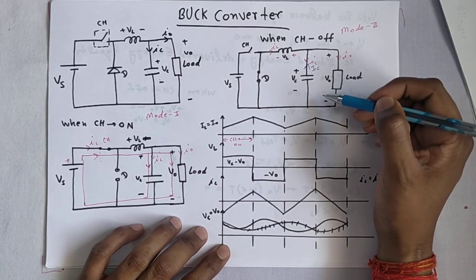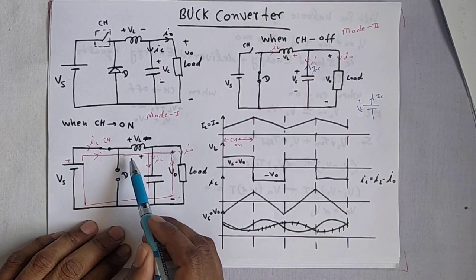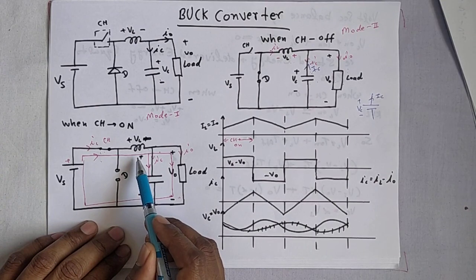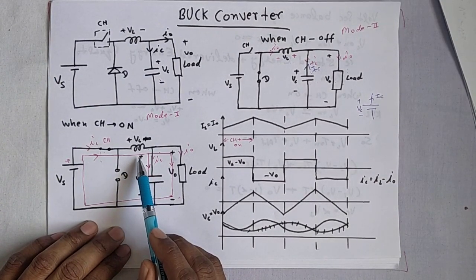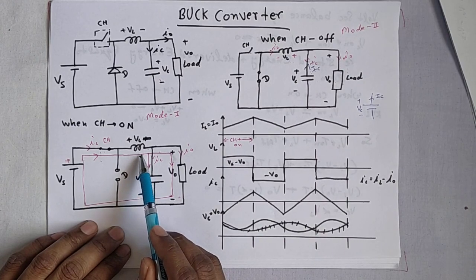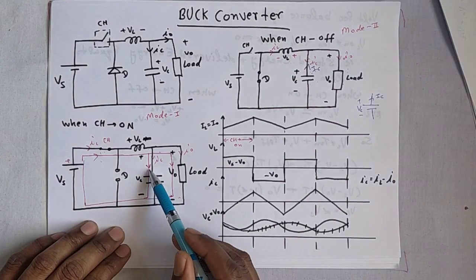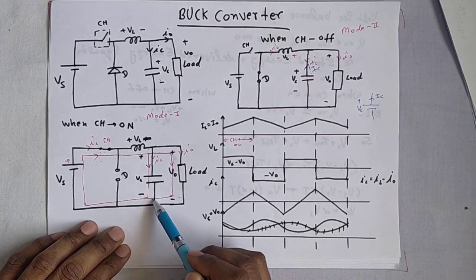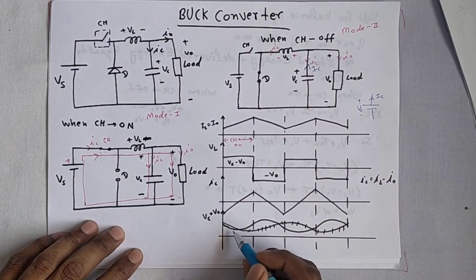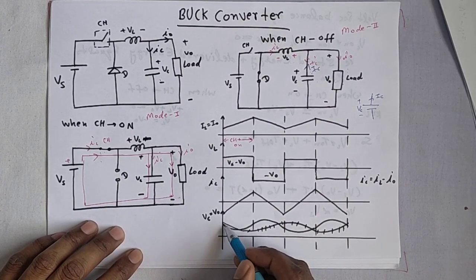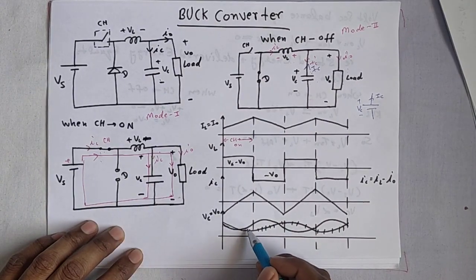Assume that at the time of starting CH is on. When this inductor is charging, this inductor offers a large impedance. So due to large impedance, maximum voltage drop appears across the inductor, and less voltage drop appears across the capacitor or the load. So at the time when it starts charging, the voltage is less. Voltage across the inductor is more, and across this is less. You can say that like this.